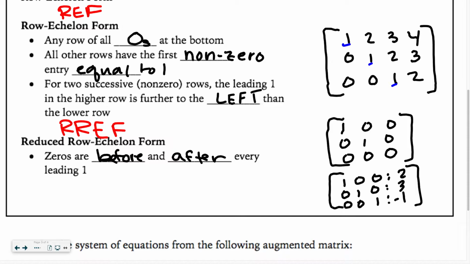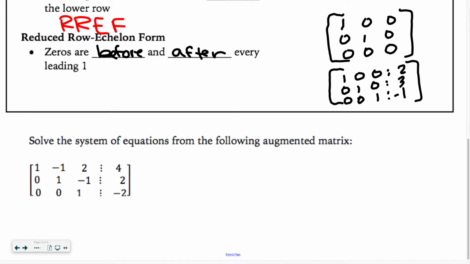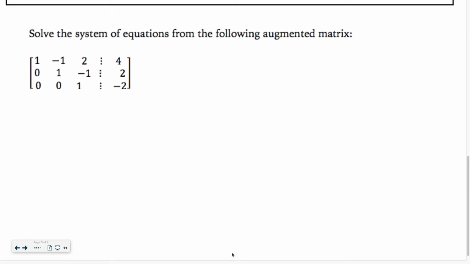Tonight, you don't have to worry about coming up with your own row operations. The book will tell you what to do, okay? But you will have some problems that are prepping you for tomorrow once we get them into row echelon form. So look at this last example on the second page. Do you see this augmented matrix? It represents a system of equations, and it is already in REF, row echelon form. It has leading ones. The ones are moving to the right as we go down the matrix. We don't have a row of zeros, but it would have been at the bottom.